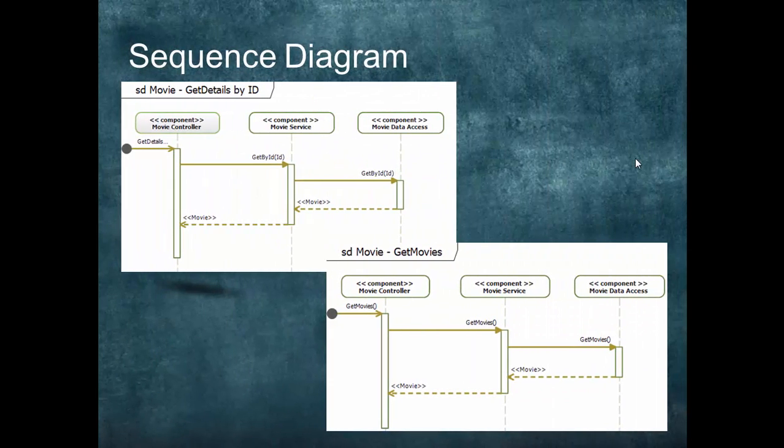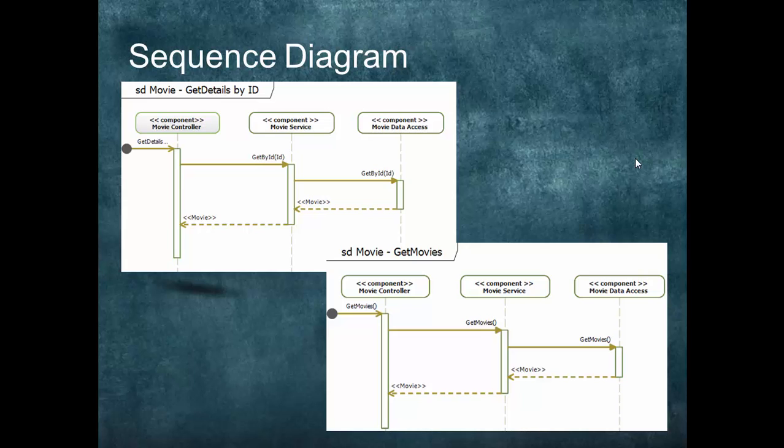I've taken a couple of sequences from the application to show them here. Again, to showcase the multiple tiers involved, we have a UI that's represented by the controller. We have a business logic layer that's represented by the movie service. And then we have the data access layer.